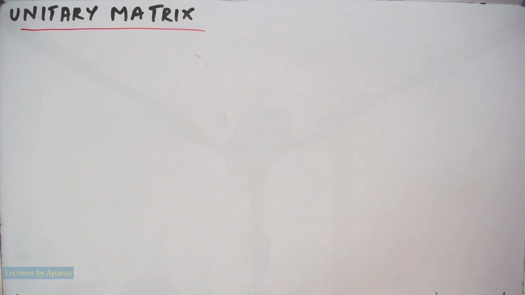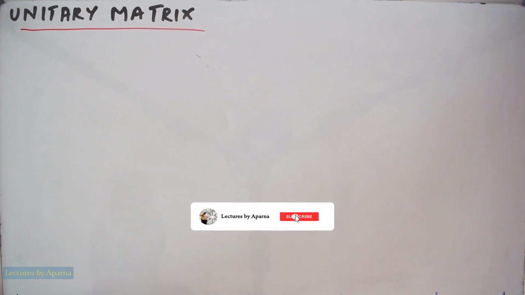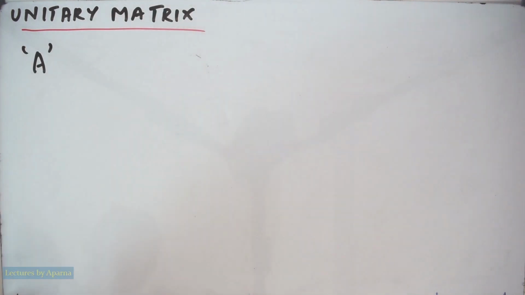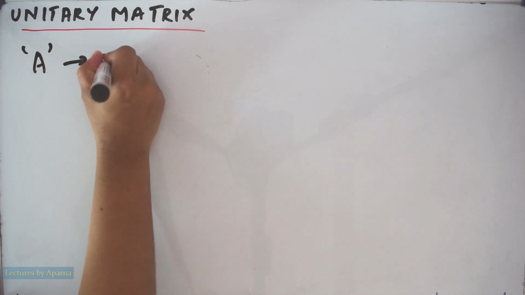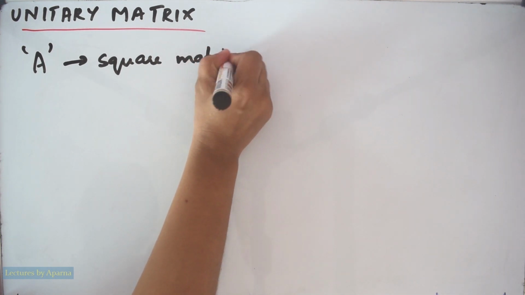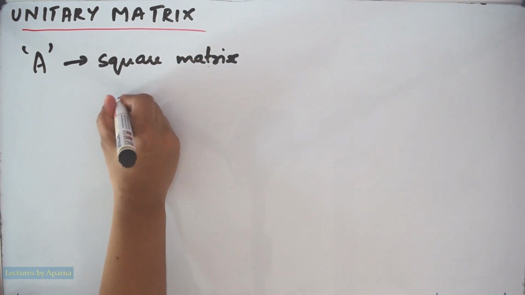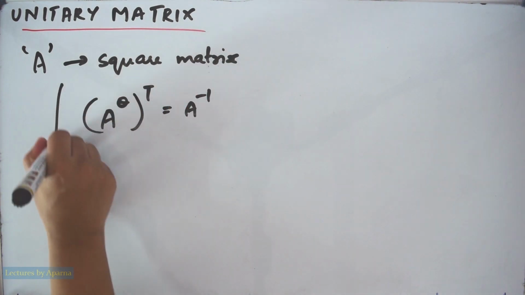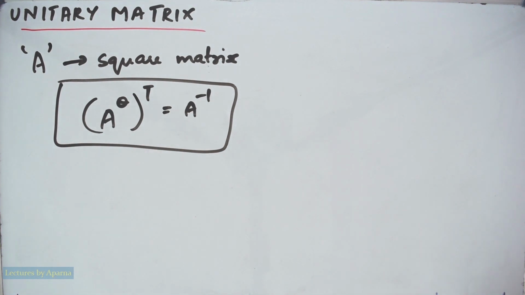Today we will discuss the unitary matrix. A matrix is said to be unitary if it satisfies the following condition. Let A be a square matrix. It has to satisfy the condition A conjugate whole transpose is equal to A inverse to be unitary. This is the condition that should be satisfied by a matrix if it has to be a unitary matrix.